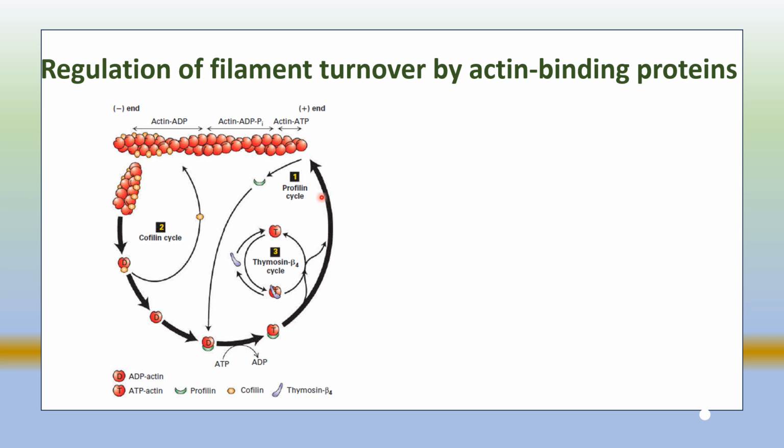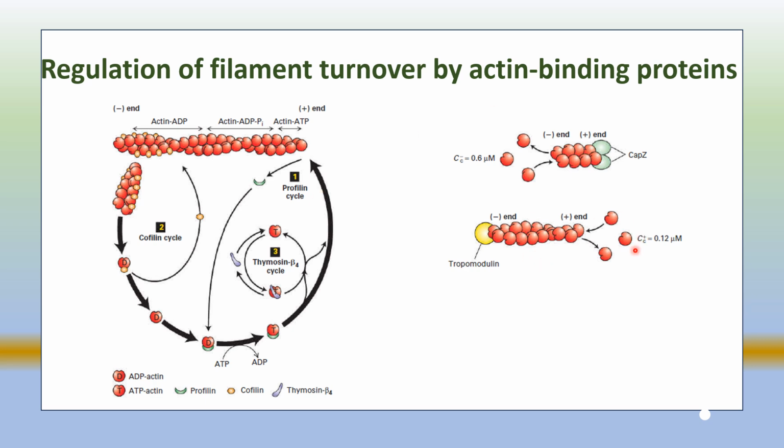So profilin has a positive role. It helps in the polymerization, whereas cofilin depolymerizes at the minus end. Thymosin sequesters. So cofilin and thymosin have similar roles. Only profilin is helping and promoting the polymerization at the plus end. So this is what is happening here.